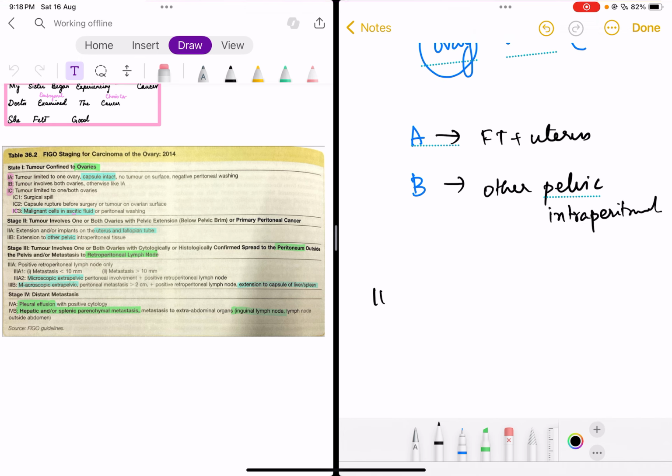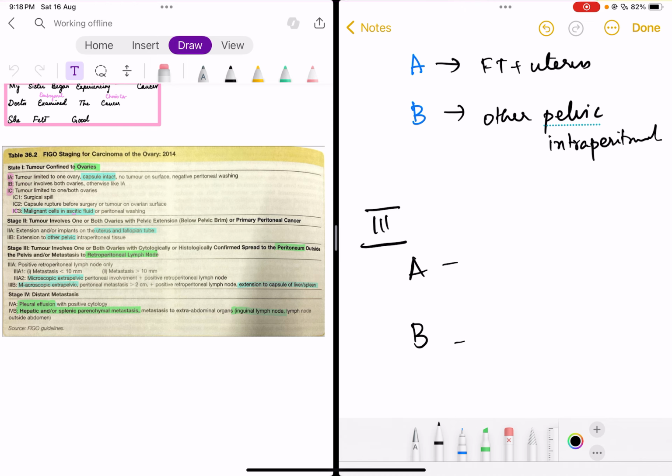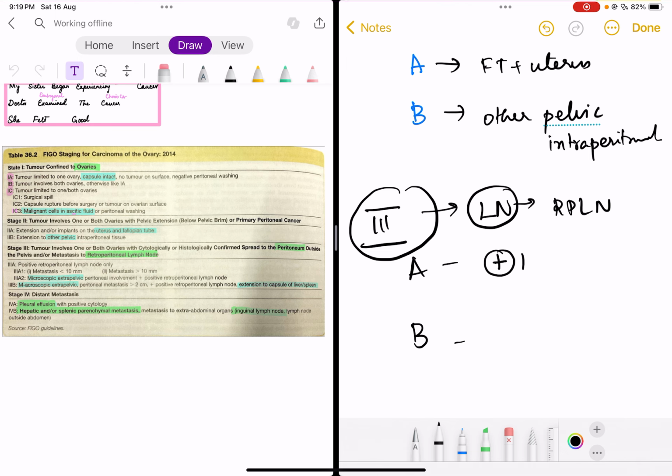Coming to stage 3. Stage 3 is interesting because it is different from the other two, that is CA cervix and CA endometrium, in that it has got just two subdivisions, just A and B. It doesn't have C. So here, in stage 3, the tumor involves the peritoneum outside the pelvis, or metastasis to the retroperitoneal lymph node. We all know that stage 3 always involves a lymph node. Which lymph node? Retroperitoneal lymph node. So stage 3A would be positive retroperitoneal lymph node.